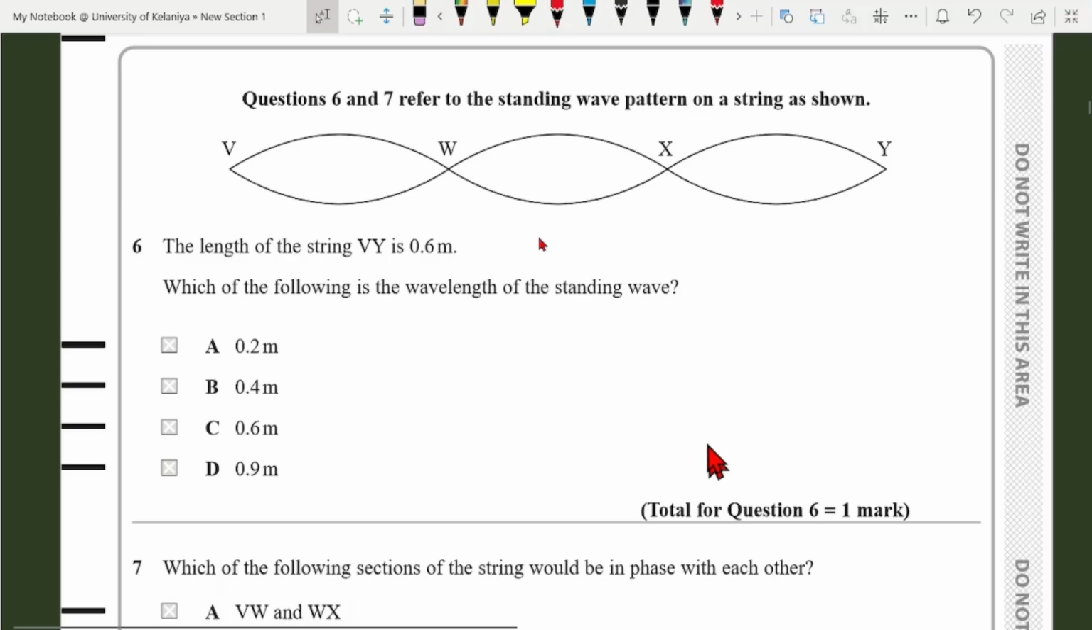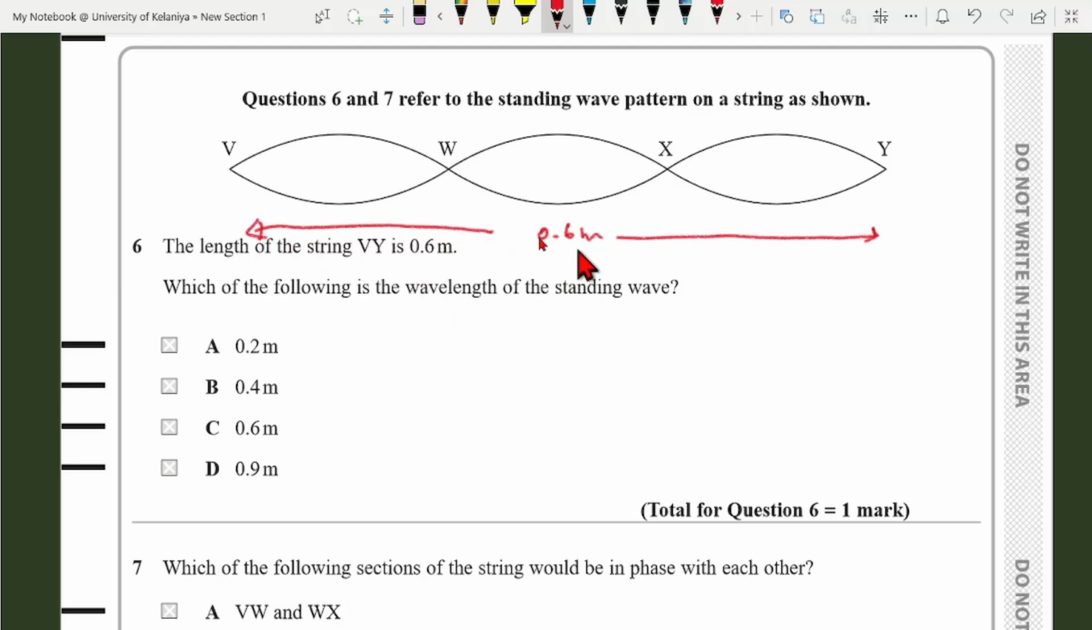Okay, sixth one, the length of the string is 0.6 meters, right? Which of the following is the wavelength of the standing wave? If the total length is 0.6, from here to here is 0.6, we have three loops, so if you divide 0.6 meters by 3, you will get the length of one loop, right? So if you multiply it by 2, what you will get? You will get the length of 2 loops. So that is what we call wavelength, right? To get the wavelength, you have to divide by 3 and multiply by 2. So if you have done it, you will get the answer as B, 0.4.